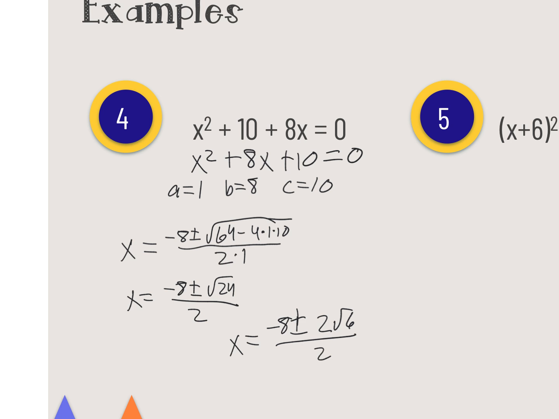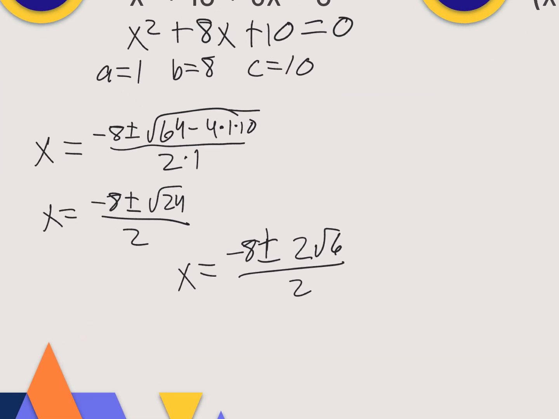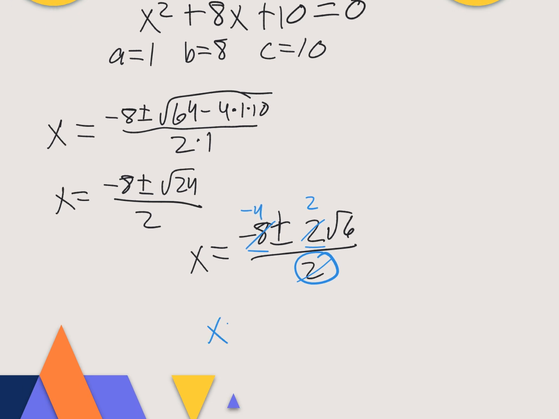And then just like the very first example, let's simplify this a little more. Treat the radical as a variable. Between negative 8 and 2, do they share a common factor? Right, they do. It's going to be 2, and it's the same thing as we have in the denominator, so let's divide everything by 2. Right, so we get negative 4, and then 2. And then we get x equals negative 4 plus or minus 2 square root of 6.